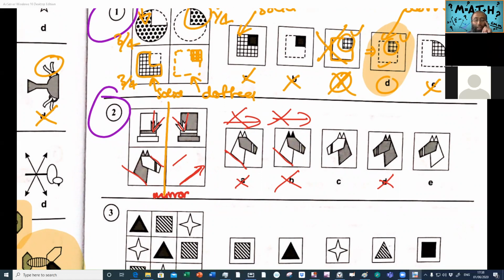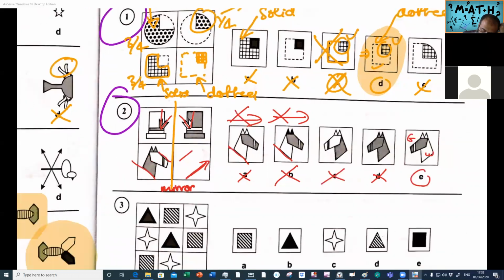So we want a grey face and we want a white neck. Which one's got a grey face and a white neck, Aisha? E. Fantastic. Grey face and a white neck. So the other ones are no good.